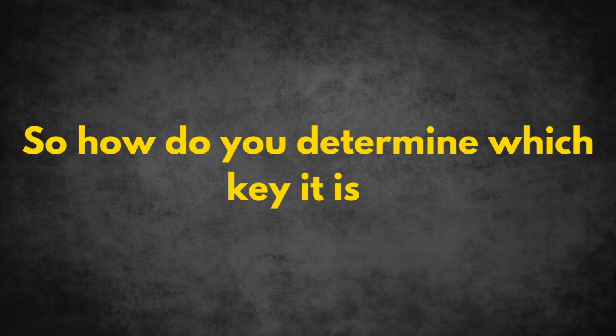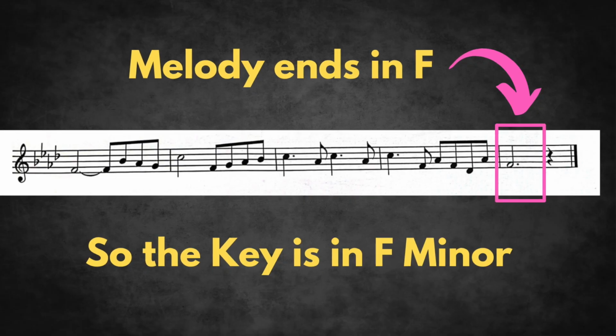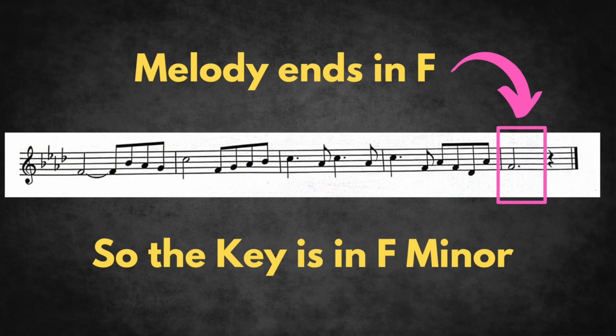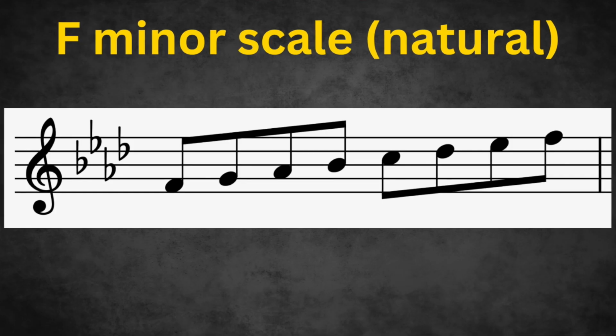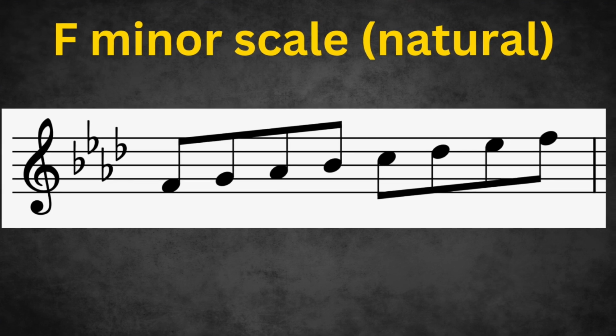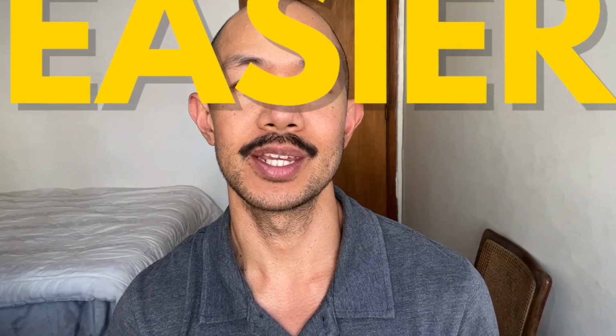So how do you determine which key it is? Look at the last note of the melody. Typically, whatever note the melody ends in is the key of the song. In this case, the melody ends with the note F, which means the song is in the key of F minor. Therefore, you will primarily see notes from the F natural minor scale. Focus on the key of the song rather than focusing on the individual flats or sharps in a key signature. In doing so, you will have a faster and easier time reading music.